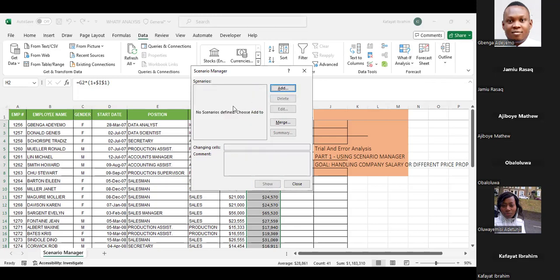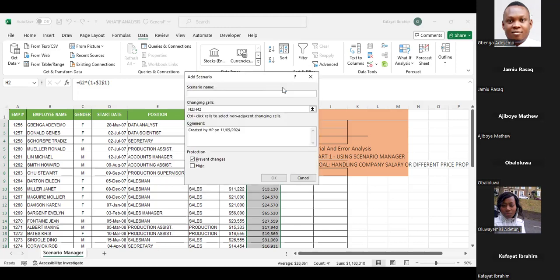Now let's create a fresh scenario. We are going to be having 3 categories: the small increments, the medium increments, and the high increment, right? Now let's see what happens. Click on add inside that box. Let's start with the small increment. Type small increment inside that scenario name.